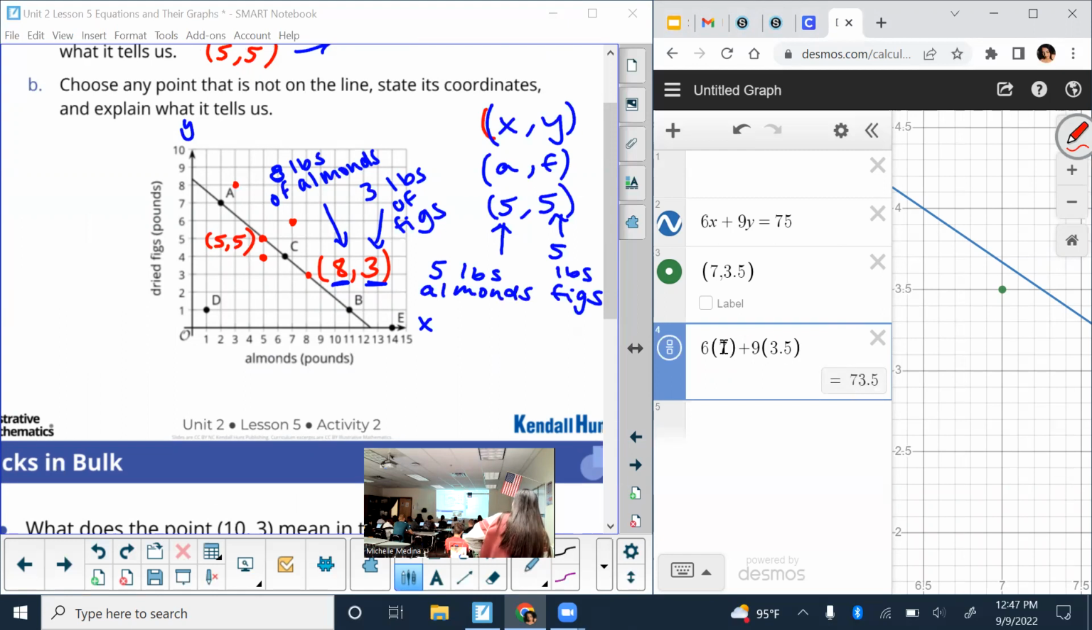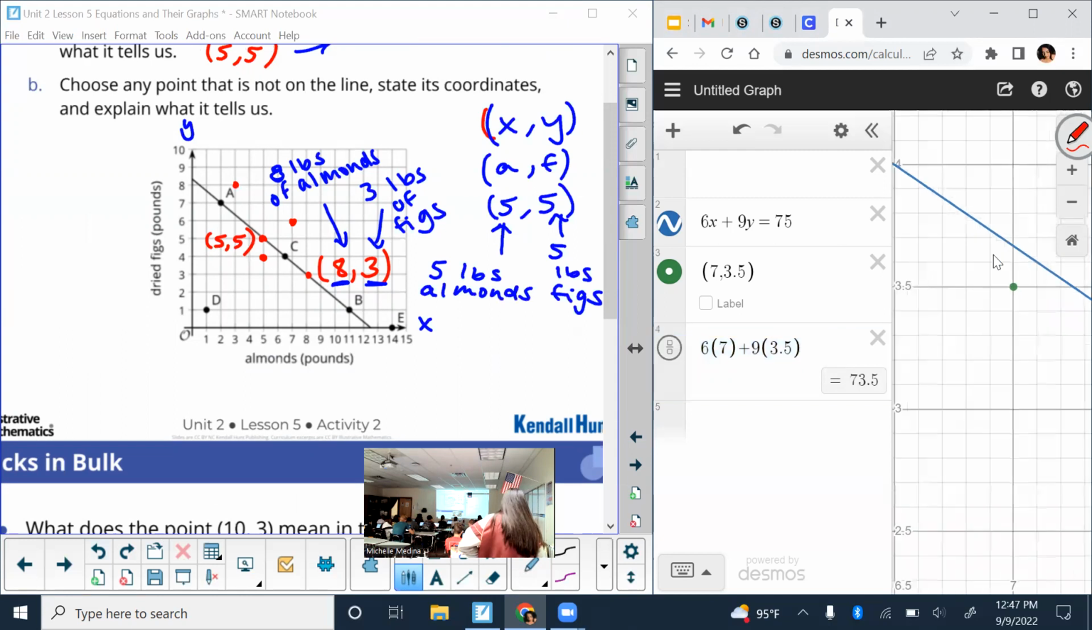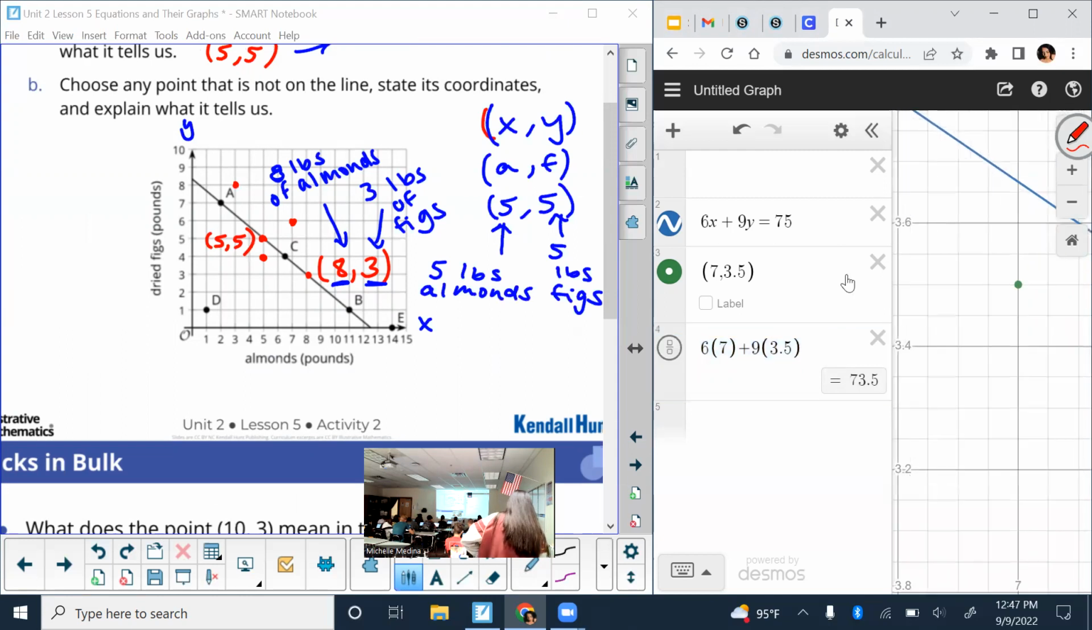No. So that's also another way to check. So really you could solve by hand and use Desmos to verify to see if it is actually a solution to the equation. Earlier we said 5, 5 is a solution. So let's check that. All right, and does it equal 75? Yes, so it is a solution.